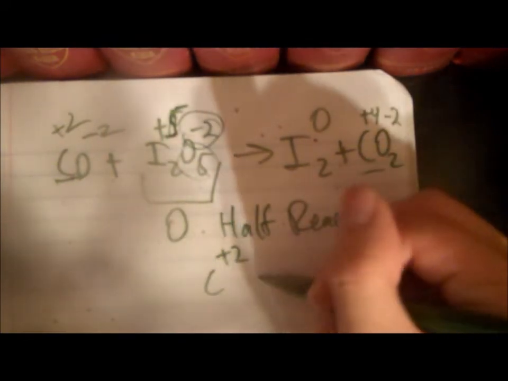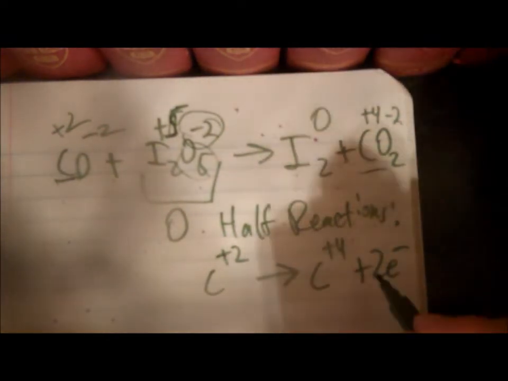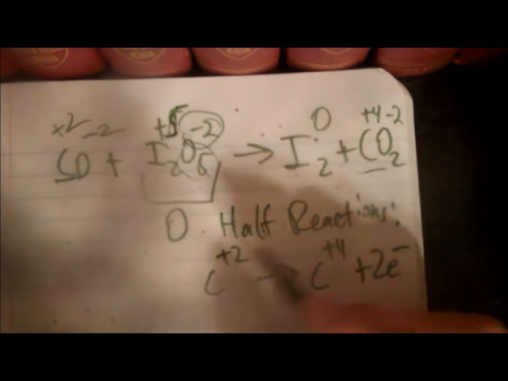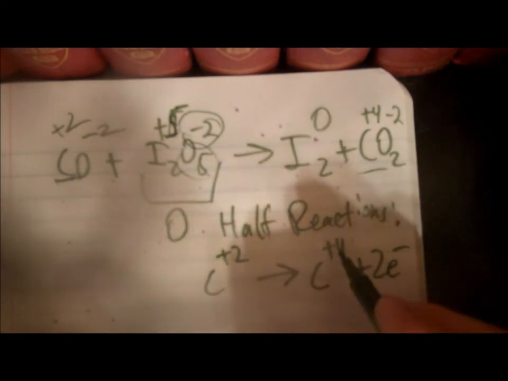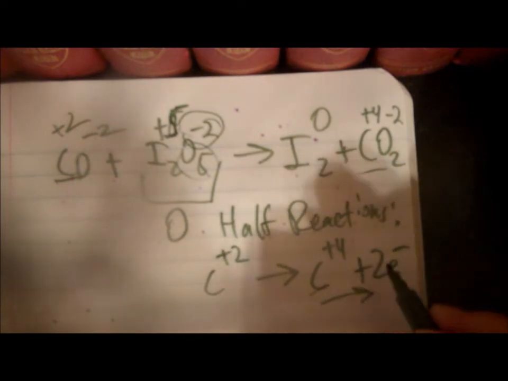to solve this, I would have to look first at what's losing electrons, or what's getting a bigger, more positive charge. Well, that's carbon, right? So, I can say C+2 produces C+4 plus 2 electrons. Because if you look at this, the carbon is losing 2 electrons, so the electrons go somewhere else, and they end up here.